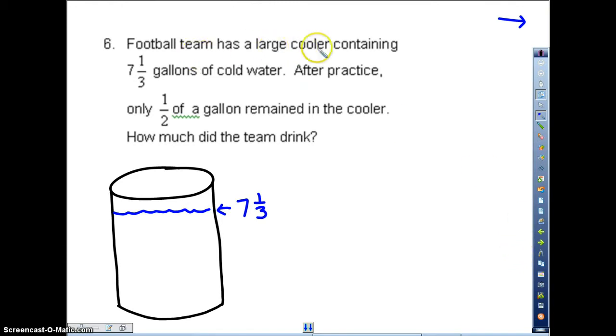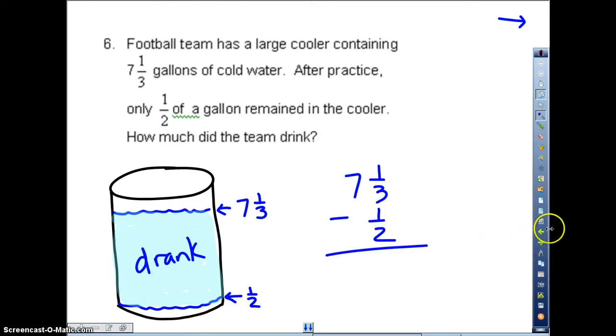Football team has a large cooler containing 7 1/3 gallons of cold water. After practice, only 1/2 of a gallon remained in the cooler. How much did the team drink? It went from 7 1/3 to 1/2 a gallon. All of this highlighted in blue is what they drank. What kind of problem is this? Yeah, that's subtraction. Don't forget you have to have common denominators.